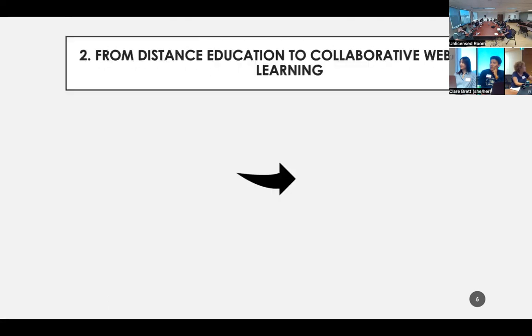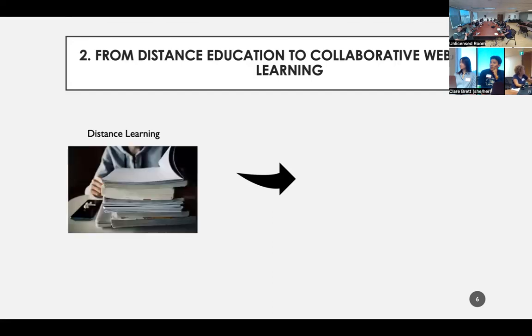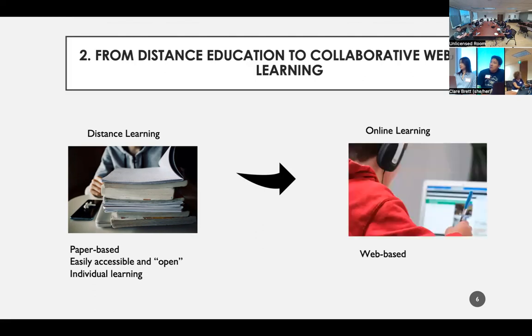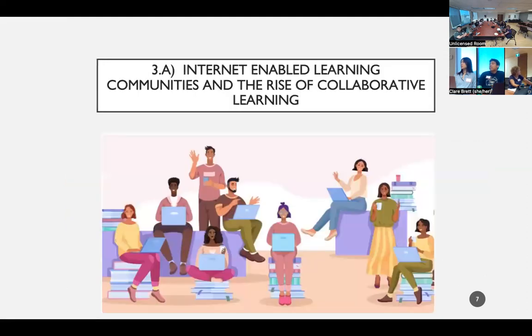All right. So let's start with the journey from distance learning to collaborative web-based. We know it was paper-based, it was easily accessible, and there was a real emphasis on openness, but it was all about individual learning. Now we're looking much more at web-based, increasingly accessible, and many different learning models. There really are a lot of learning models, partly depending on where. There are business models, training modules, and different models within educational contexts.